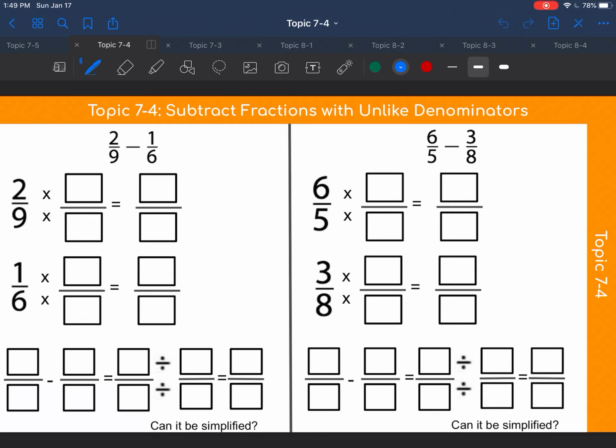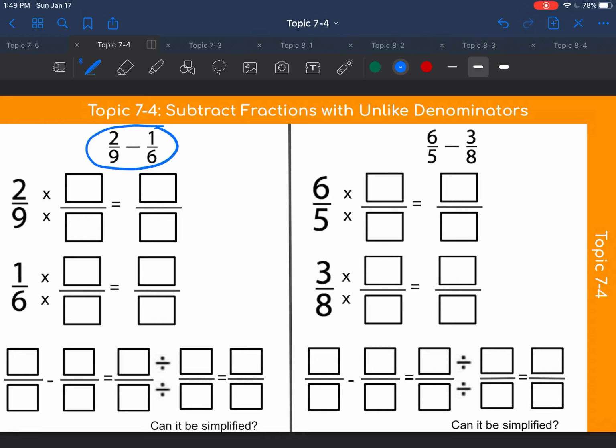Today we're going to be talking about subtracting fractions with unlike denominators. Very similar process. You still need to find a common denominator before you subtract fractions as well. So let's look at this first problem. We have 2/9 minus 1/6.